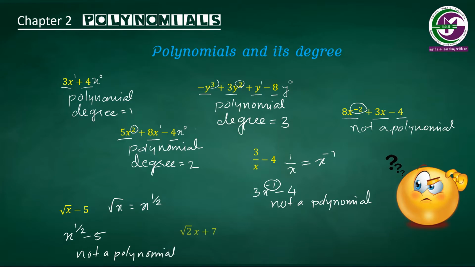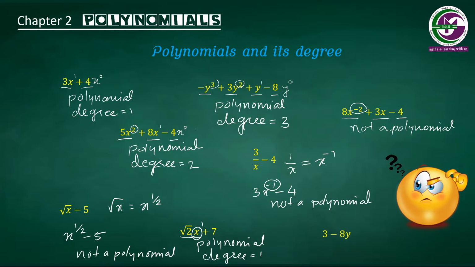Not a polynomial. Next example, root 2 times x plus 7. Here there are two terms, and here also root is coming, but root is for the number, the coefficient, root 2. So root 2 is multiplied by x, plus 7. For the variable, the power is 1. That means it is a polynomial. And what is the degree of this polynomial? The highest power of the variable is 1. So degree is equal to 1.